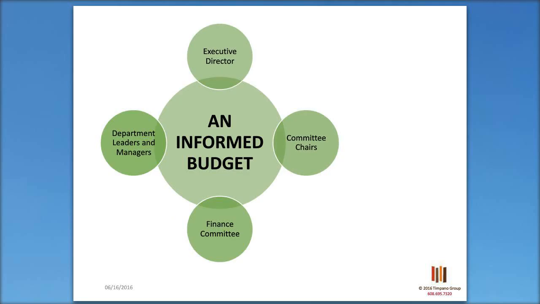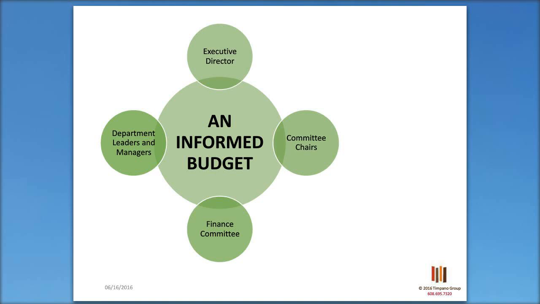And so part of that leads into bringing together an informed budget. And that informed budget is one that has input from the executive director. It has input from a finance committee. It has input from department leaders and managers within the organization. And it has input from committee chairs. And so all of the people who are doing the support for the organization and the advising for the organization are bringing some very critical points into that conversation. And everyone needs to be involved because everyone is bringing in a different perspective and a different interaction with the budget.